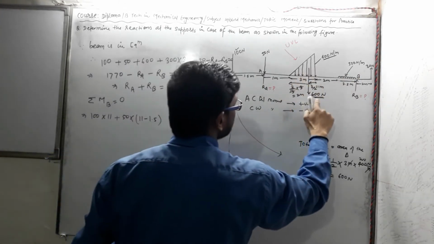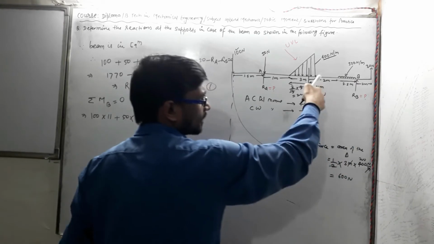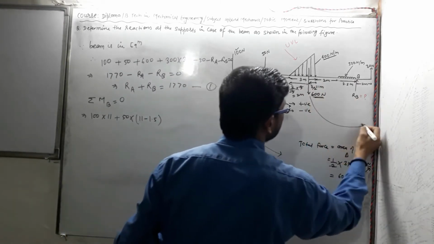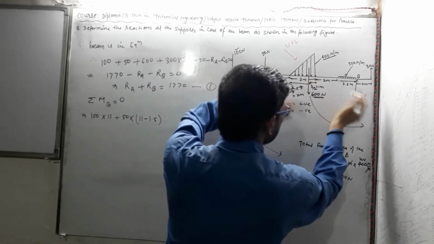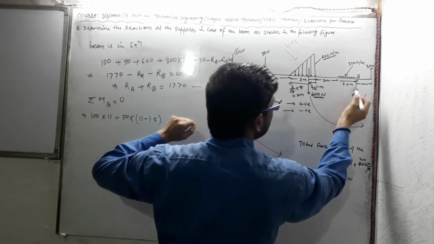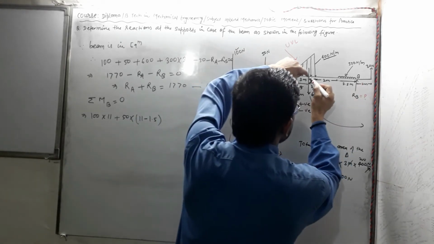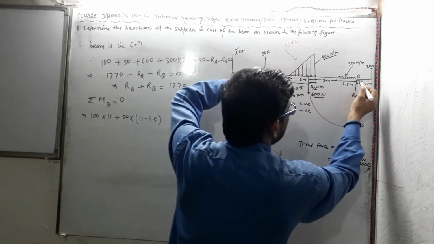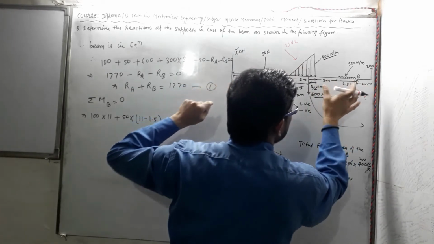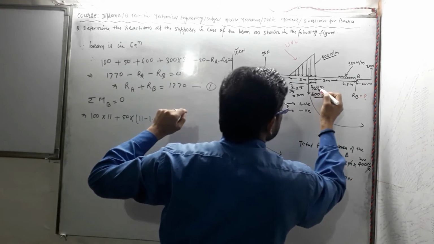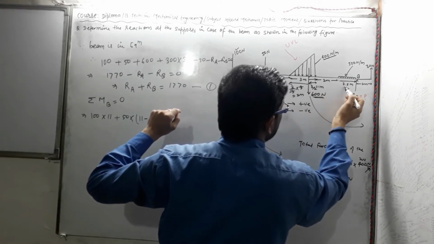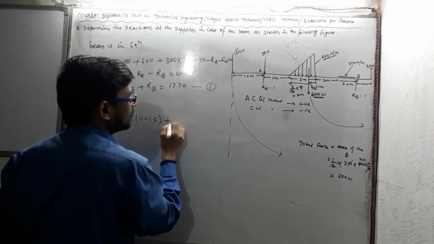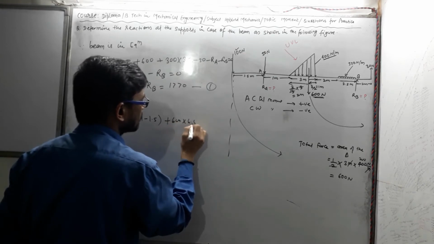Now 600 Newton is also producing an anti-clockwise moment and acting about this point CG. So what will be the distance? 1 plus 2 plus 3.5, because the moment center is at this point. The distance from this point to this point is what? 3.5 plus 2 plus 1, that is 2 plus 1, 3, and 3.5, that is 6.5. So we can say 600 into 6.5.